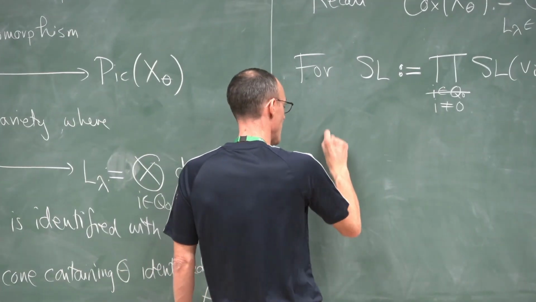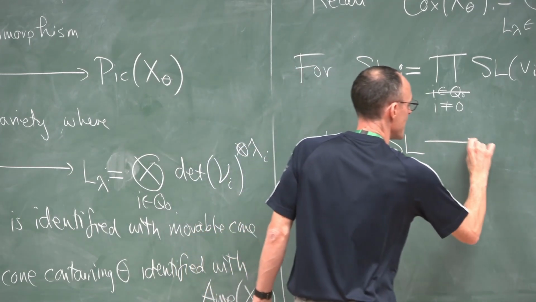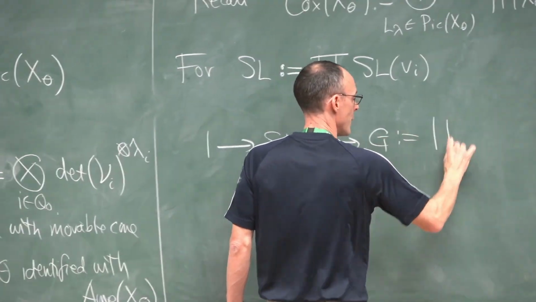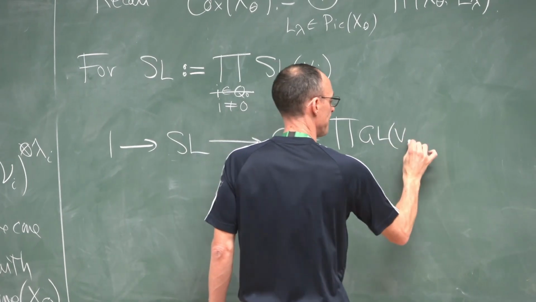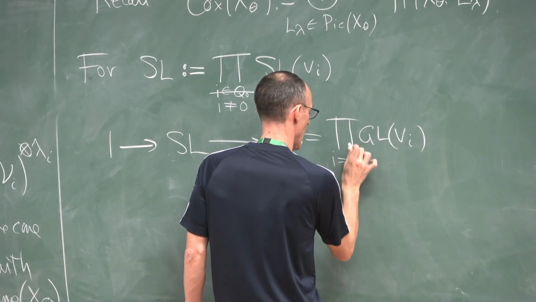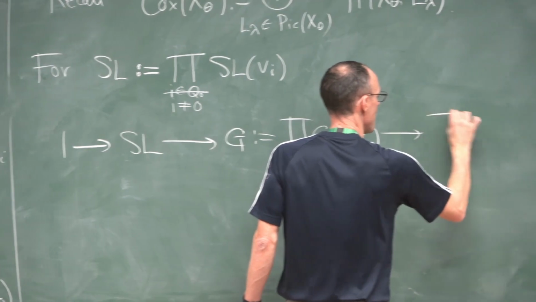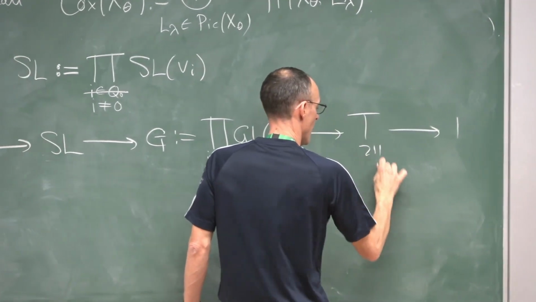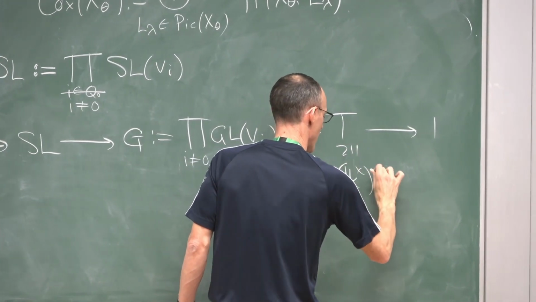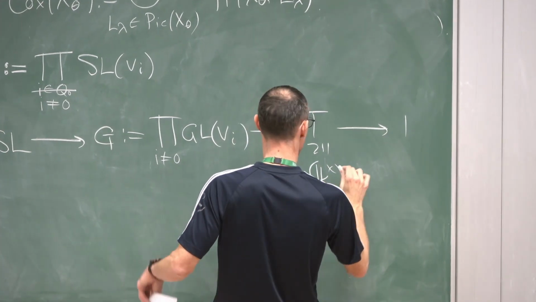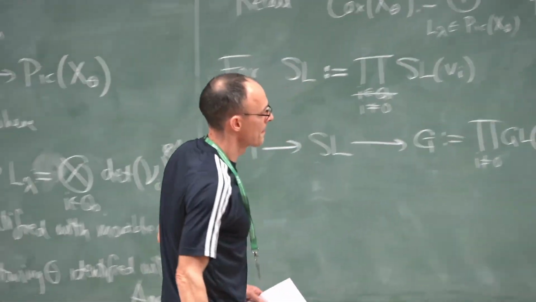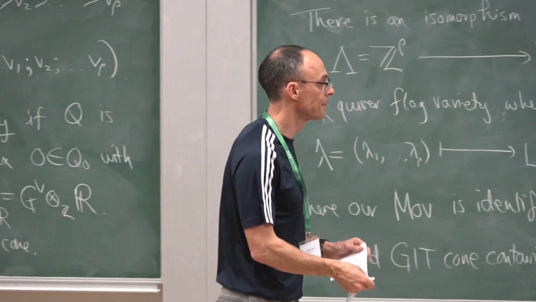So for this group, this guy embeds into our group G, and let me remind you, this is the product of GL_i, i non-zero, and this maps to a quotient torus, which now is isomorphic to K star to the number of vertices minus 1, which is this integer rho.